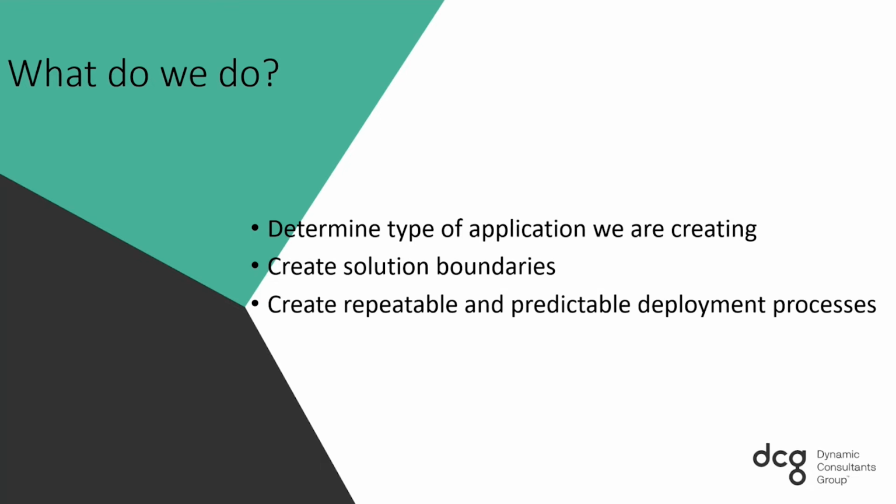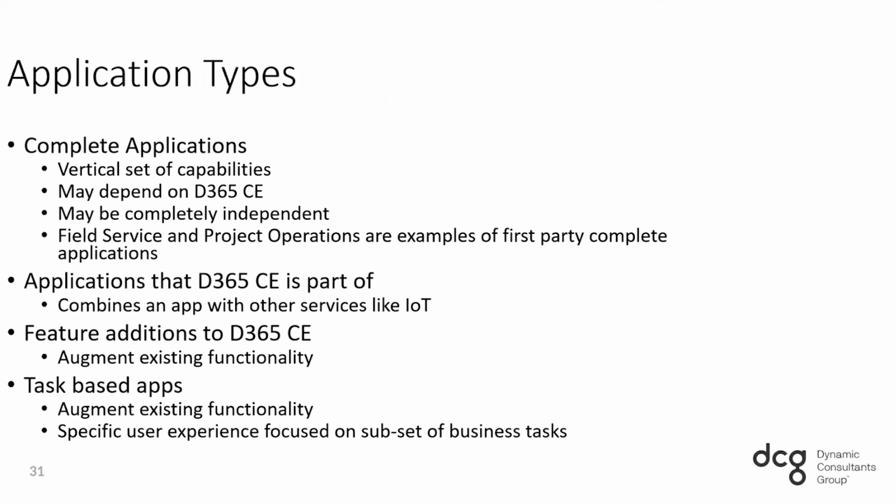So what do we do with all of this? We know we need to use subcomponents and segment our solutions so they're smaller. We know we need to manage versions more accurately. How do I know what fits for my organization? First, you've got to determine the type of application you're creating. Then you've got to look at solution boundaries. What kind of boundaries need to be set when you're creating solutions? And then you need to create a repeatable and predictable deployment process. Well, what does that look like?